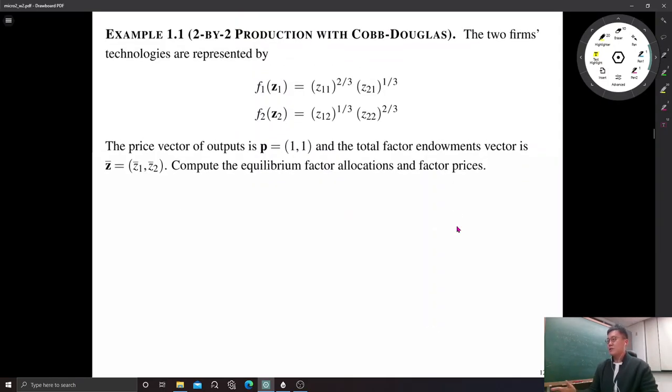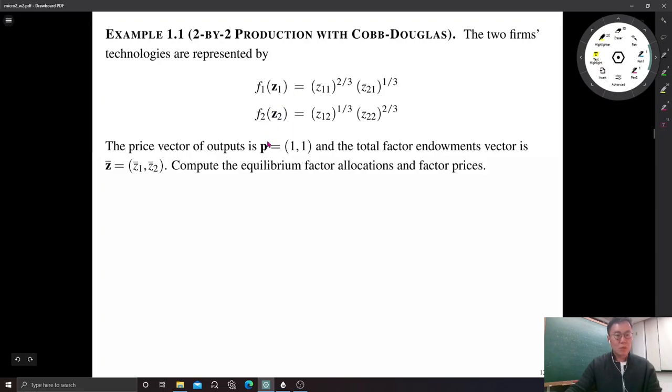So let me summarize our discussion so far with this example. A 2x2 production economy with Cobb-Douglas production technologies. The two firms' production functions are given by Cobb-Douglas with different weights. Firm 1 has a weight 2/3 on factor 1 and 1/3 on factor 2. And firm 2, on the other hand, puts a weight 1/3 on factor 1 and 2/3 on factor 2. With these different weights, we can infer firm 1's production is more intensive in factor 1. Factor 1 is more important in the production of good 1 than in the production of good 2.